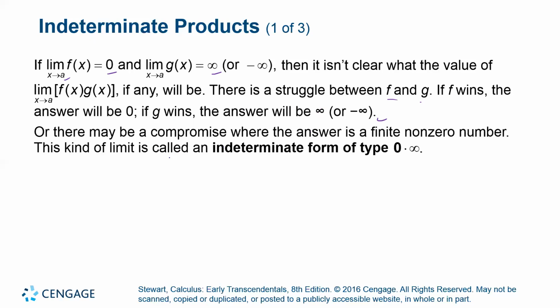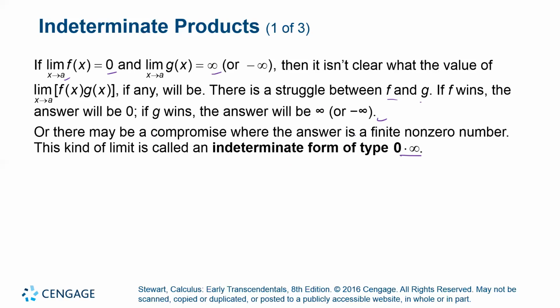So what we do is that, or there may be a compromise where the answer is a finite non-zero number. This kind of limit is called what? The indeterminate form type of what? That's an indeterminate product.